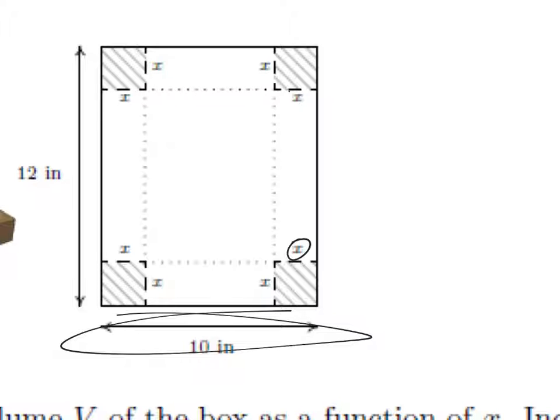10 minus 2x. Think about it. Wouldn't you be subtracting from the length from both sides? So it wouldn't be 10 minus x. It would be 10 minus 2x. All right. So use that same logic to tell me the other side. It's not 12. It's not 12 minus x. It's 12 minus 2x.